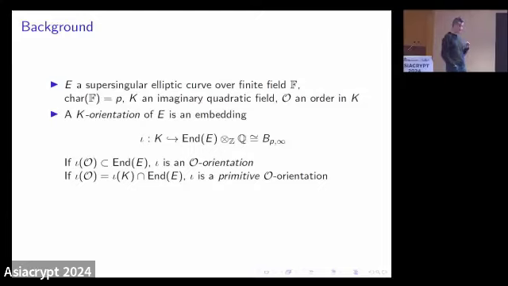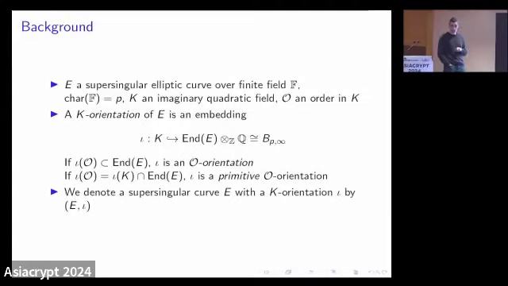So if we consider this order O, and we consider its image under this embedding iota, then as long as that embedding actually lands in the endomorphism ring, we call that an O-orientation. And if this embedding is maximal with respect to O, in the sense that iota does not embed some strict superorder of O into the endomorphism ring, we say that this orientation is a primitive O-orientation. And we denote such a supersingular curve together with its K-orientation iota just by this tuple.